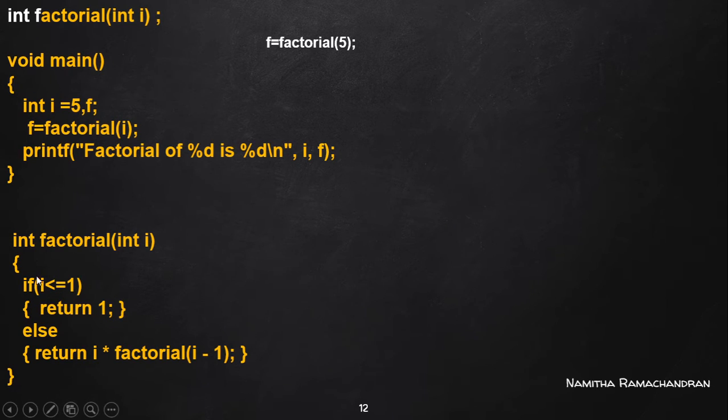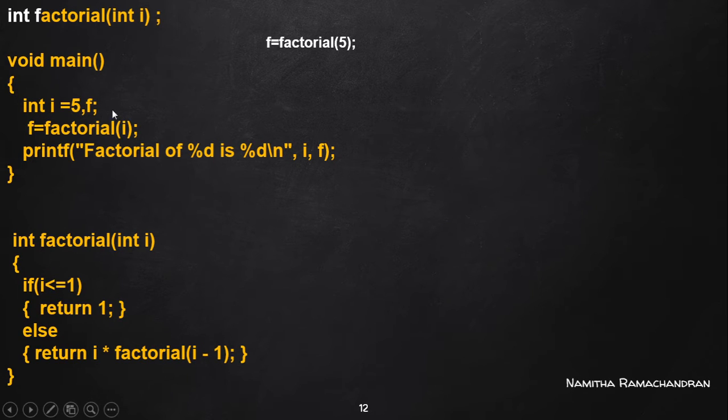So here we have the function body of factorial. Using this parameter I, if I is less than or equal to 1, then it returns the value 1, else it returns I into factorial of I minus 1. That means here it calls the same function inside this function body of factorial. It calls the factorial function again with a different parameter.